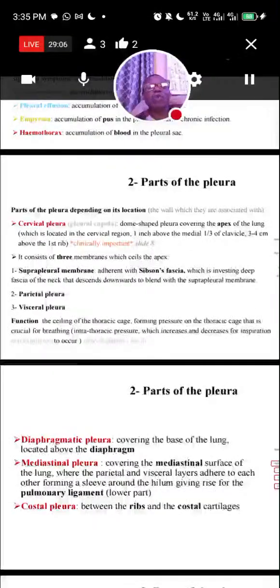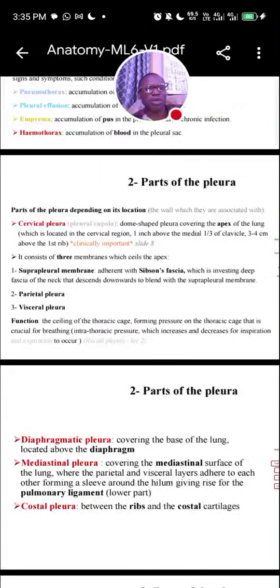What is that? When pus comes into that potential space, that pleural space, which we say has serous fluid. That serous fluid normally should be about 5 to 10 ml, and its purpose is for lubrication only. But in a pathological or pathophysiologic case, it can cause other trouble. All right. Are you following?